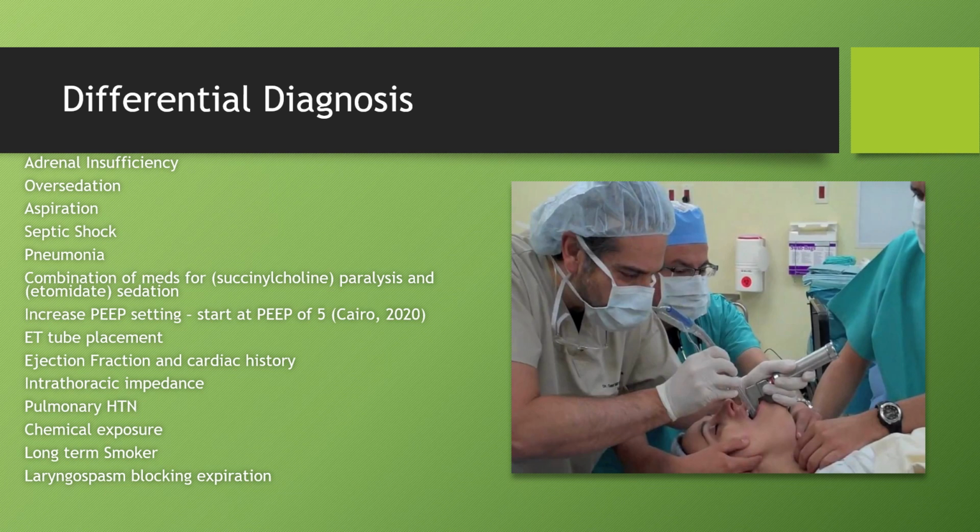setting, and PEEP stands for positive end-expiratory pressure. We want to start patients, especially with COPD, with a low PEEP, and that's found in our Cairo book. With mechanical ventilation and ET tube placement, we always wonder, is it in the right place? We also wonder if the ejection fraction is a factor if this patient has a cardiac history, but the case study did not mention any cardiac history. Intrathoracic impedance, pulmonary hypertension, chemical exposure, long-term smoker, and is there any laryngospasm that's blocking expiration?